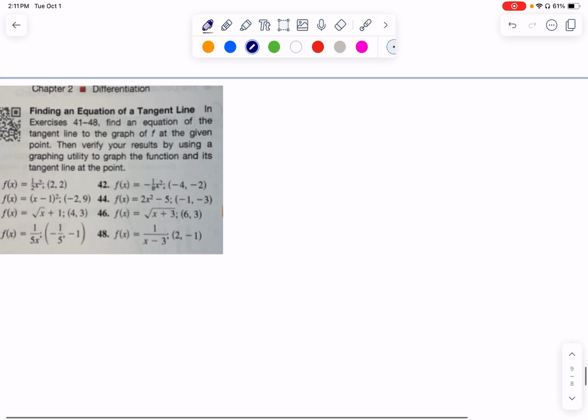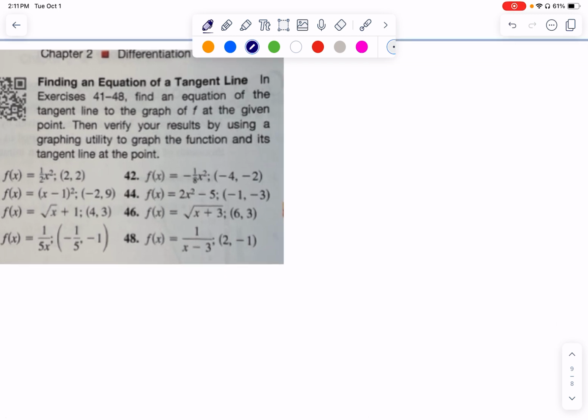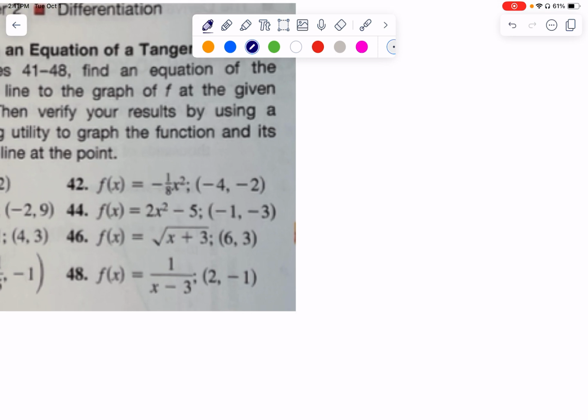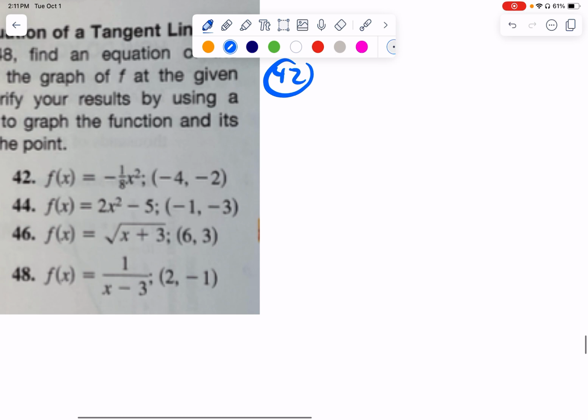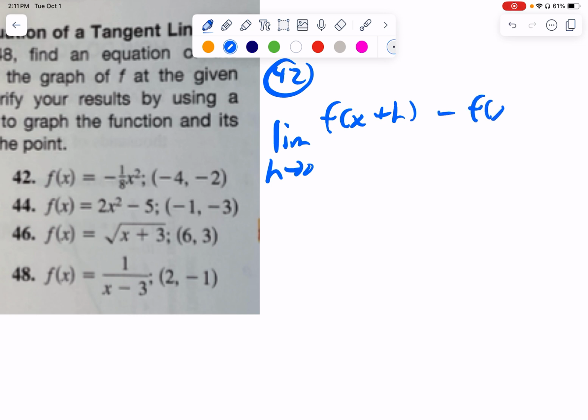Now, in this next set, we're actually finding the equation of the tangent line and graphing to see if we've done this correctly. But first, let's find the slope. So this is the same thing we've done, but with an extra step. Here I will write my generic version of how do I find the slope of a tangent line. For number 42, my value of x is -4.